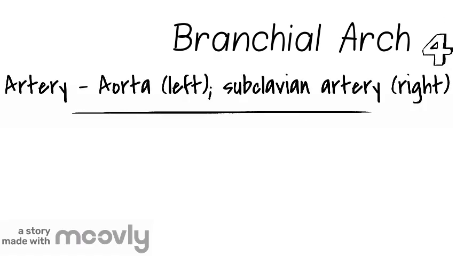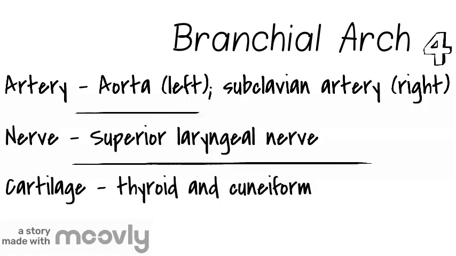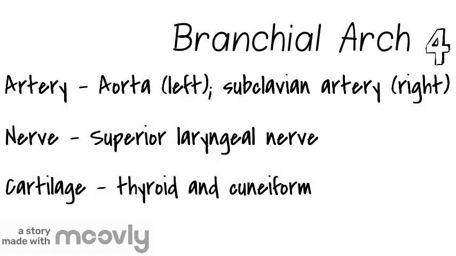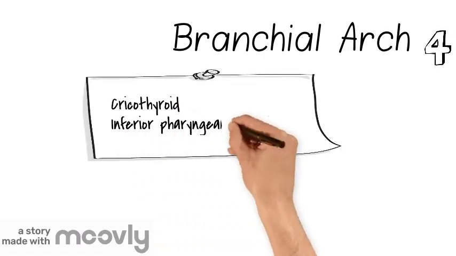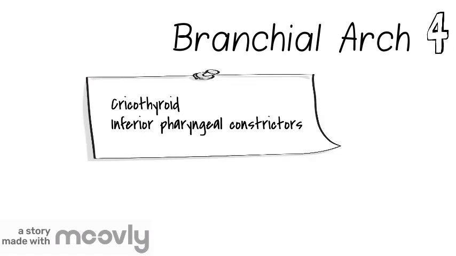The fourth branchial arch is supplied by the aorta on the left and subclavian artery on the right, innervated by the superior laryngeal nerve and forms the thyroid and cuneiform cartilages. The nerves supply the cricothyroid and inferior constrictor muscles.